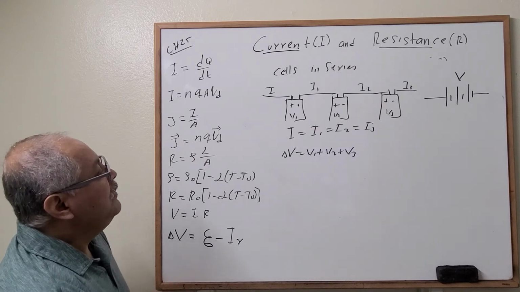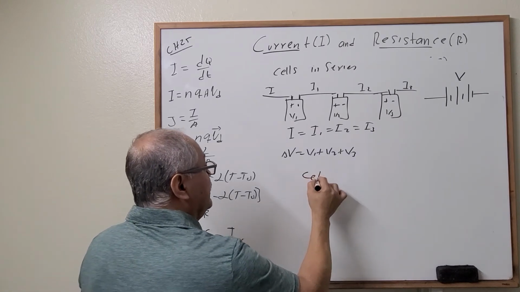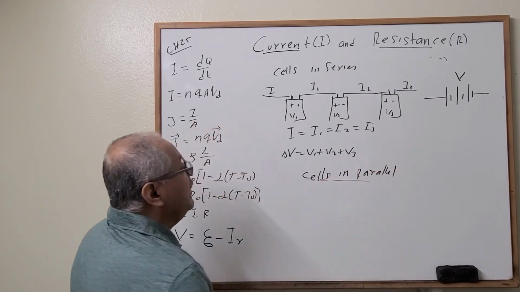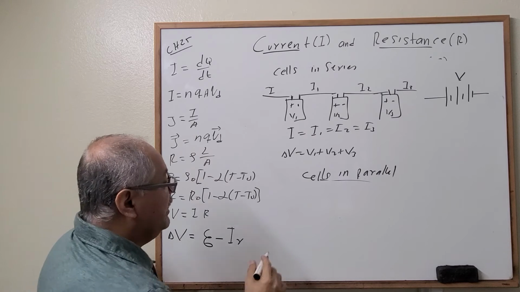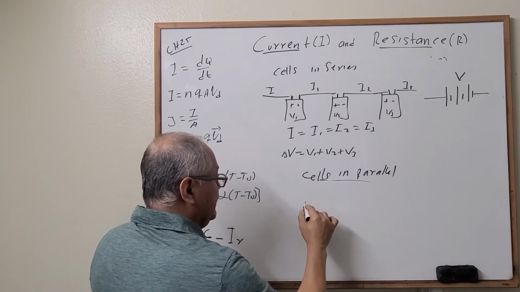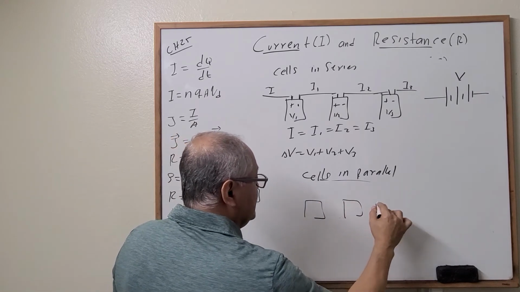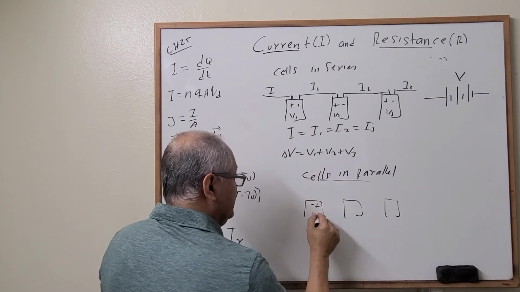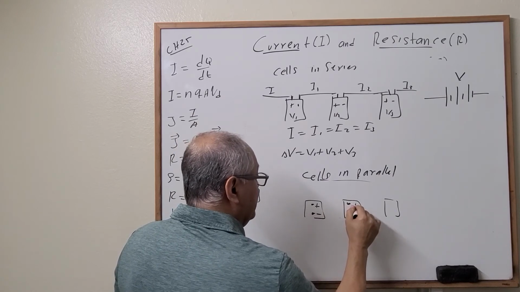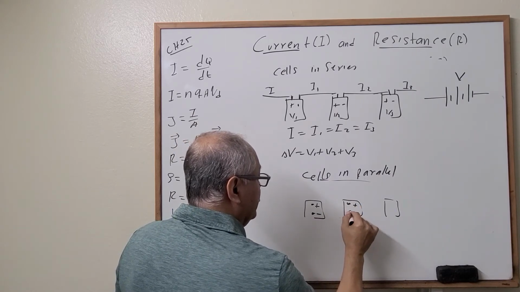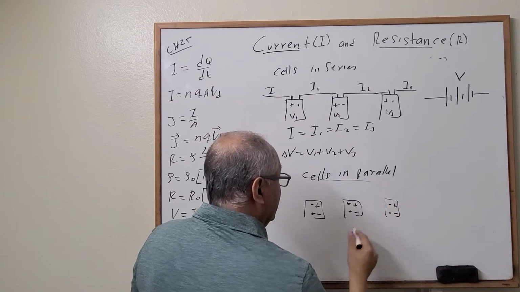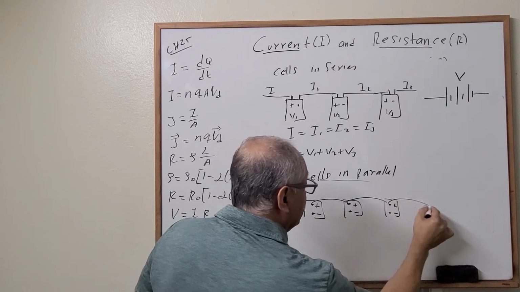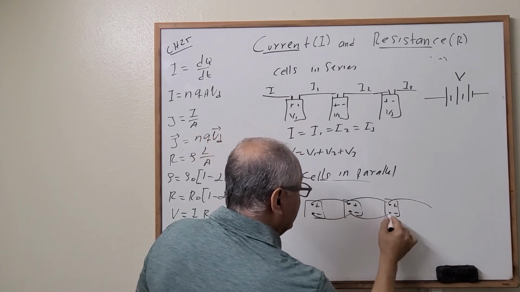Okay, what about cells in parallel? When we have cells in parallel, imagine that this is the top view of these three batteries, with positive and negative terminals. Now we connect the positive terminals together, and the negative terminals together too.